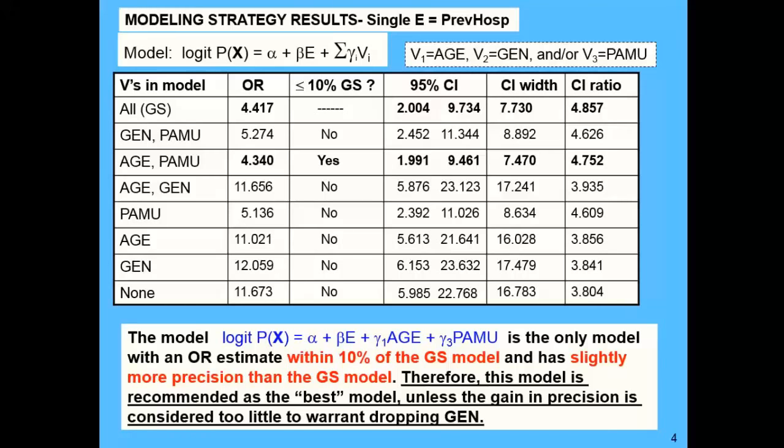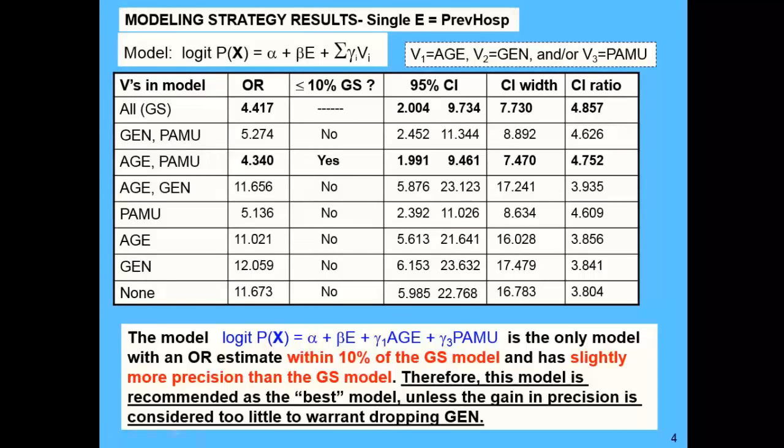Now, what if it turned out that instead of a 10% rule, you were using a 20% rule, so it turns out that 5.274 was within 20% of the gold standard, and 4.34 was also within 20% of the gold standard. Now, based on this first rule here, which variable would you drop? Which of the variables, if we're dealing with a 20% rule, could you drop that's the least confounder?